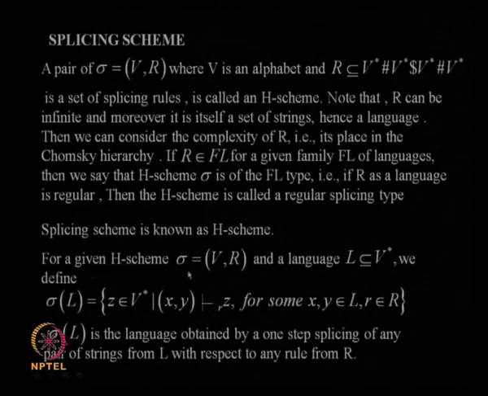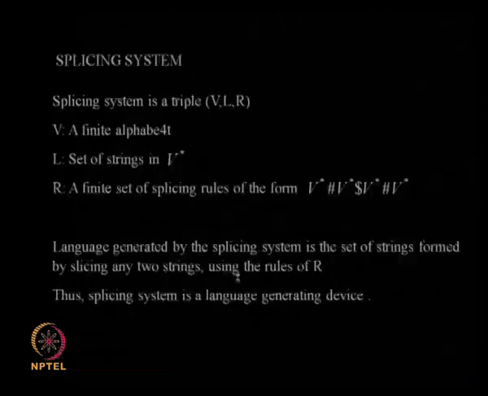And for a given H scheme, what is the language generated? You look at it as a language generated. You start with a set of axioms or some set, and from them take two strings and combine them, you will get another string. So, the set of all strings formed like that gives you the language. This is single iteration. In general, you can do it several times, so you have iterated splicing. Anyway, I am not going into the details of that definition.